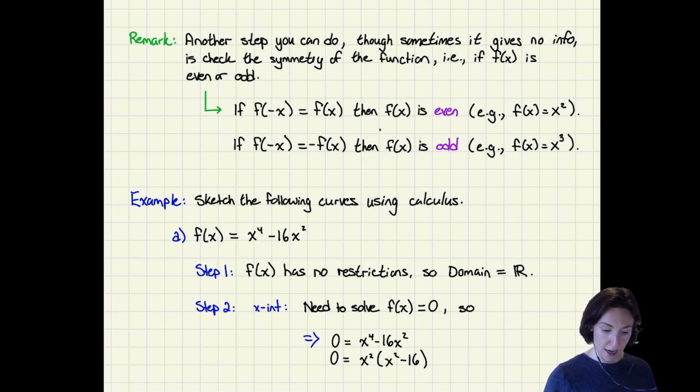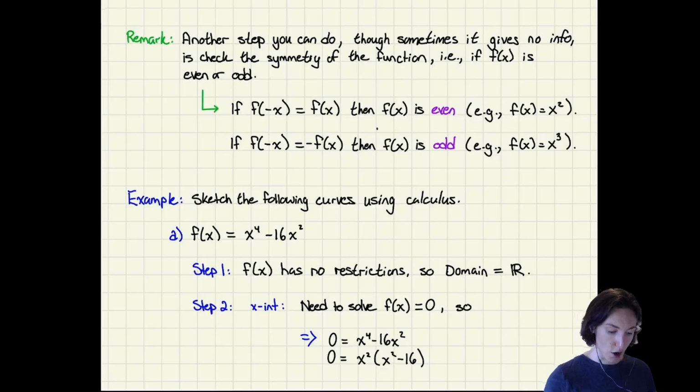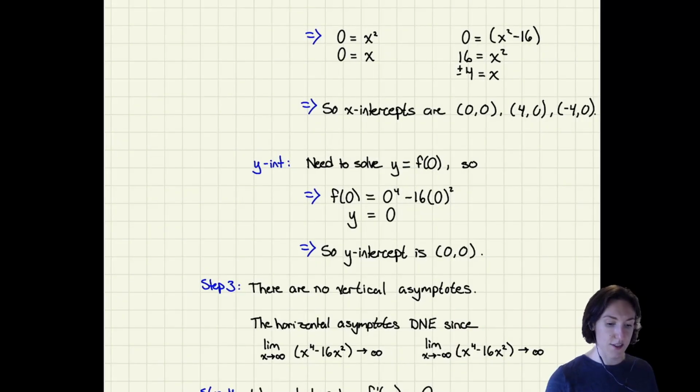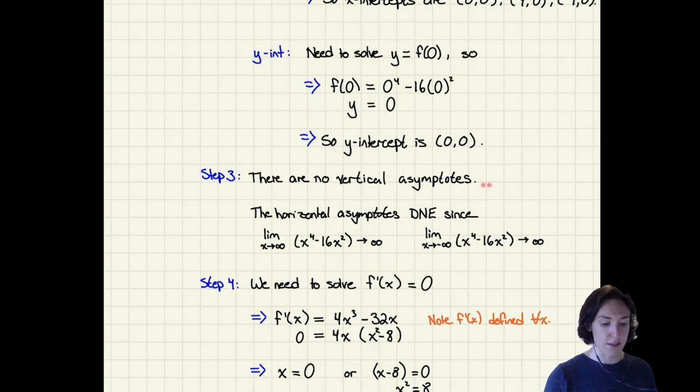Next thing is the intercepts. Okay, so I put f of x is equal to 0, and then I solved, and I got x is 0 and x is plus minus 4. Okay, so there's 3 points where a function is going to cross the x-axis. For the y-axis, the only time that it'll cross is at the origin. So that's our y-intercept. There are no vertical asymptotes because we don't have a rational function.